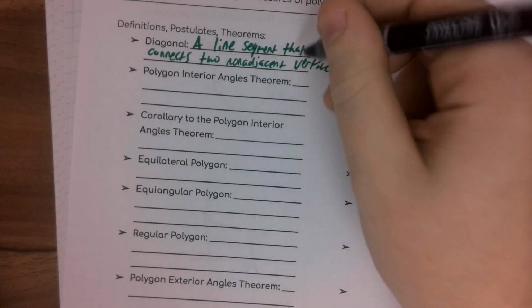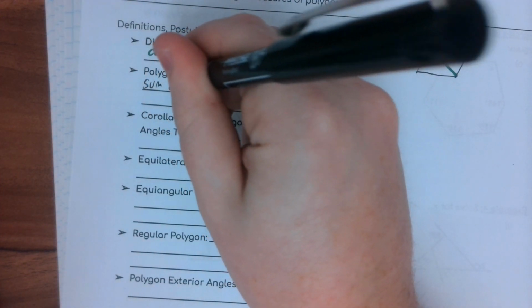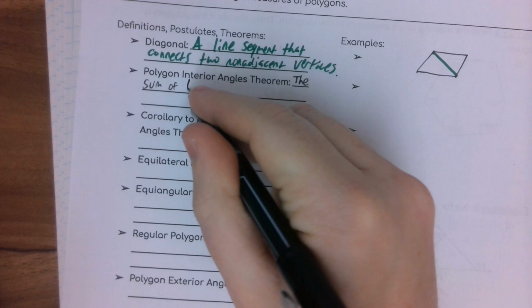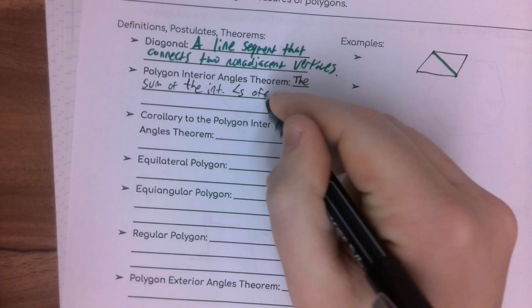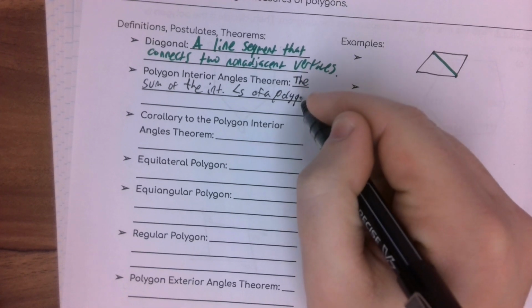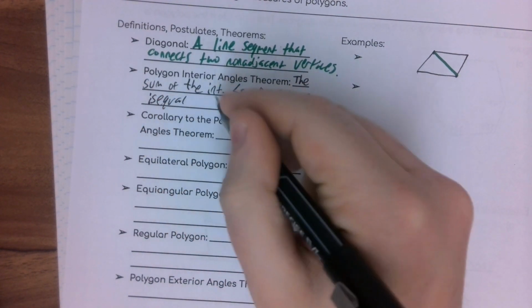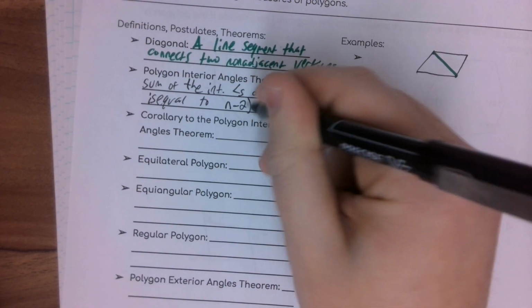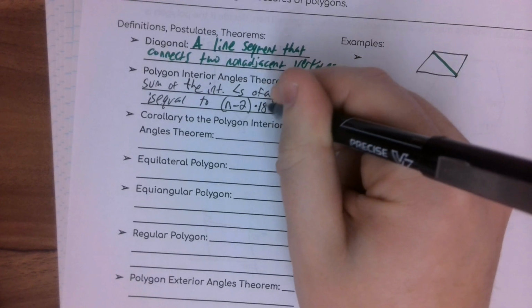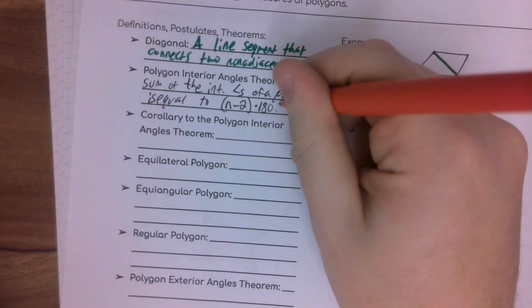This theorem says the following. The sum, meaning we add together, of the interior angles of a polygon is equal to (n minus 2) times 180. Now, there are some asterisks I need to add to this.